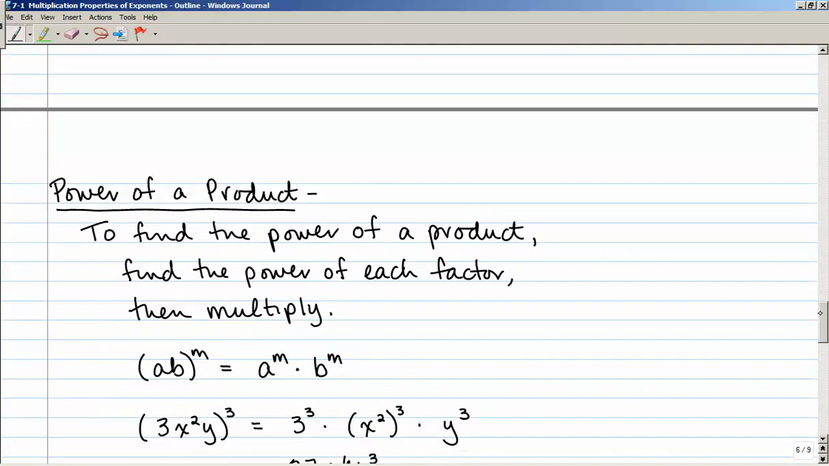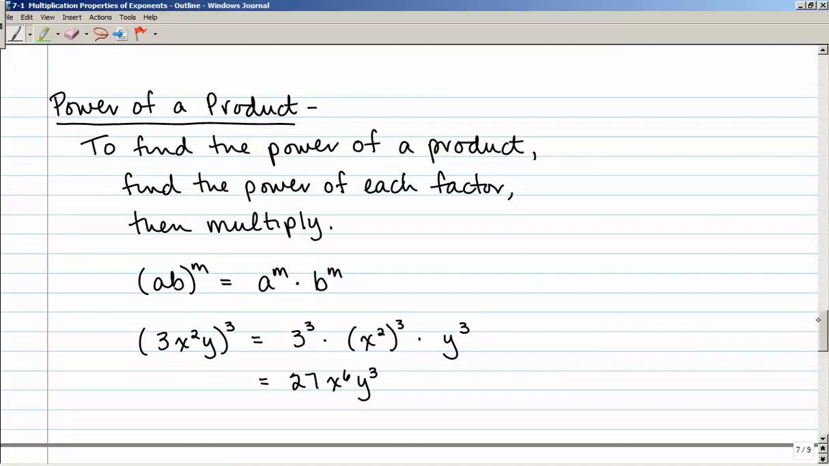And one more property. The power of a product. To find the power of a product, in other words, we have two things multiplied and it's raised to the power, find the power of each factor, then multiply. So the quantity AB raised to the power of m is the same thing as a to the m times b to the m. You can break up AB, the product of a times b, and you can break those up. Here's an example.